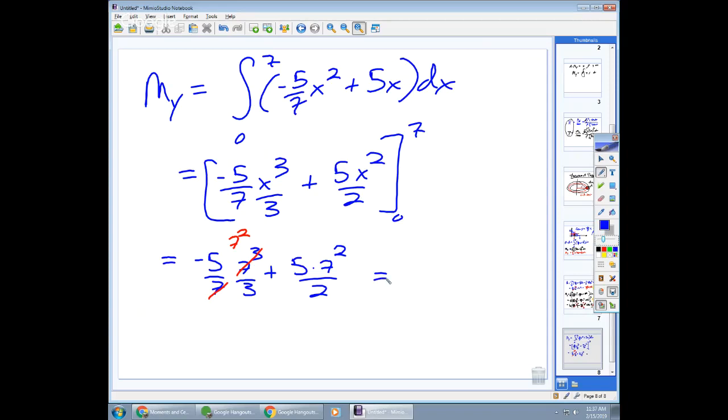What do we get here? Factor out 5 times 29. That leaves 1/3 plus 1/2, 1/6. 245.